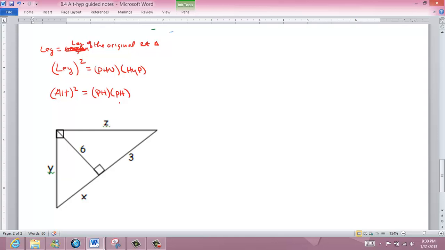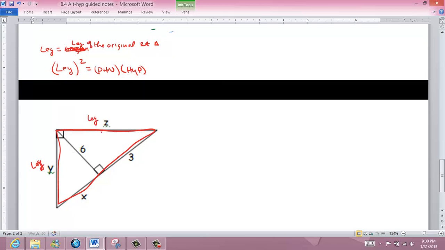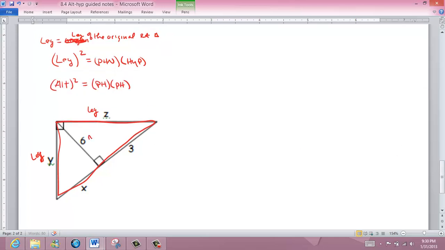So let's put these into place in order to find the value of the variables in the triangle below. Now notice, this here is my original right triangle. Therefore, this is a leg, this is a leg. Now, from there, here is my altitude. If you remember from up above, we're going to call this a piece of the hypotenuse, this a piece of the hypotenuse, and this is the entire hypotenuse.